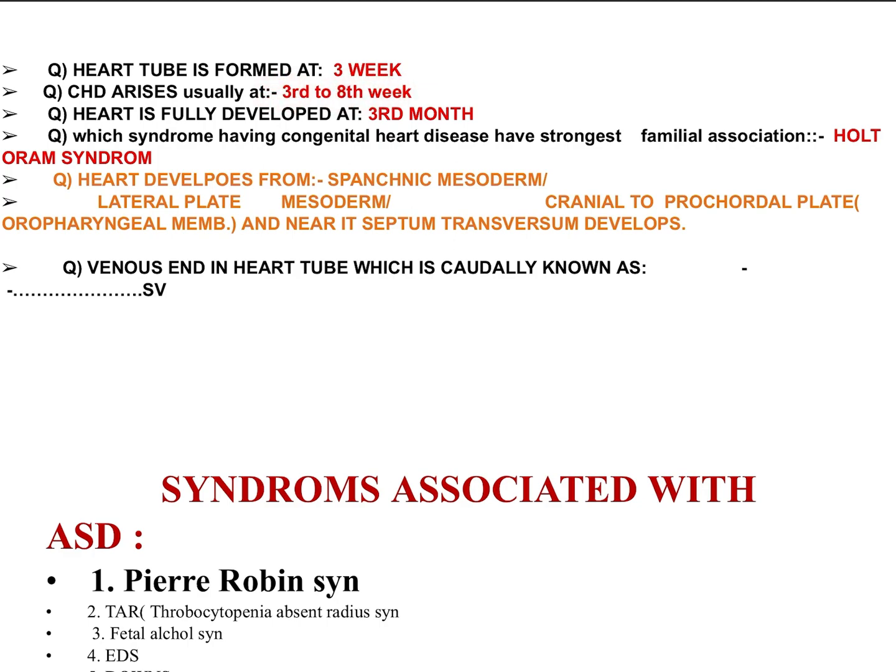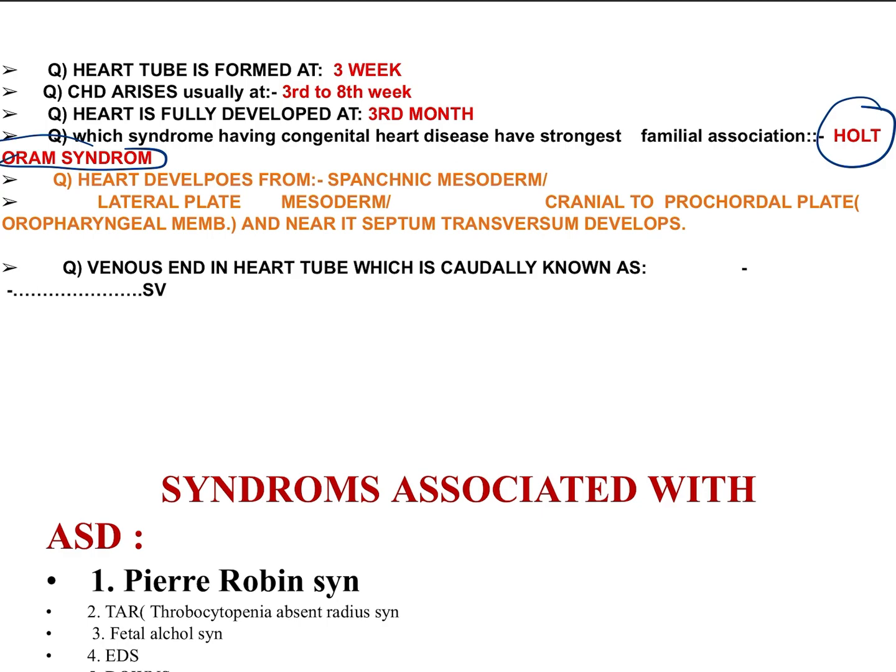Up to the 8th week, because up to the 8th week the atrial septum as well as the ventricular septum and valves are developing, along with what development is going on? The truncal arteriolar septum develops. The heart is fully developed at the 3rd month. The syndrome with congenital heart disease having the strongest family association, please mug it up, is Holt-Oram syndrome.